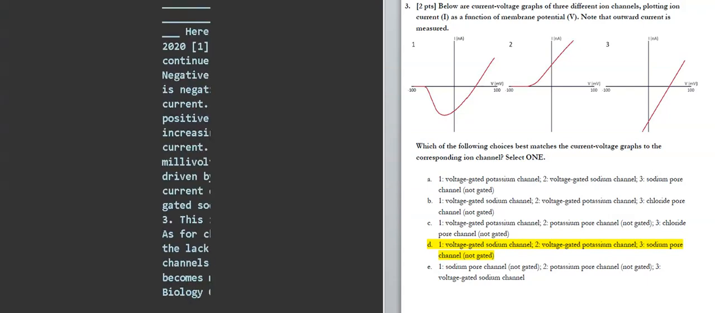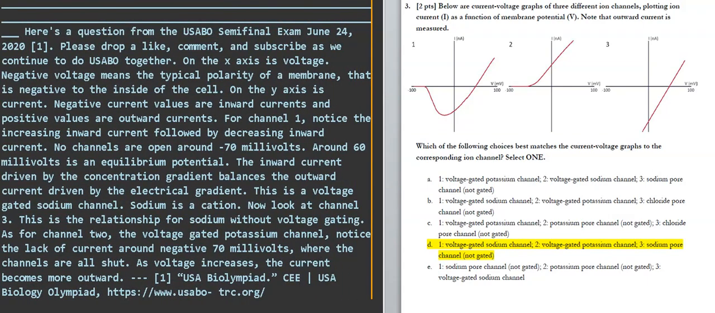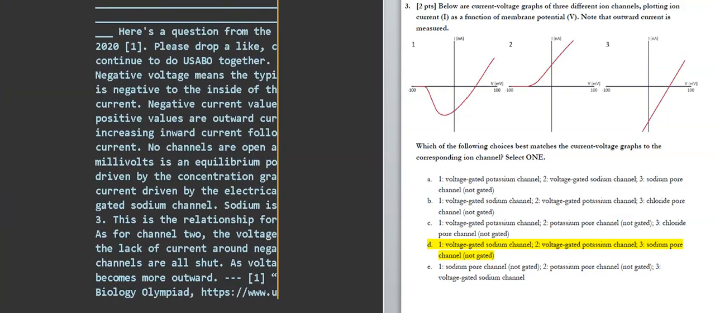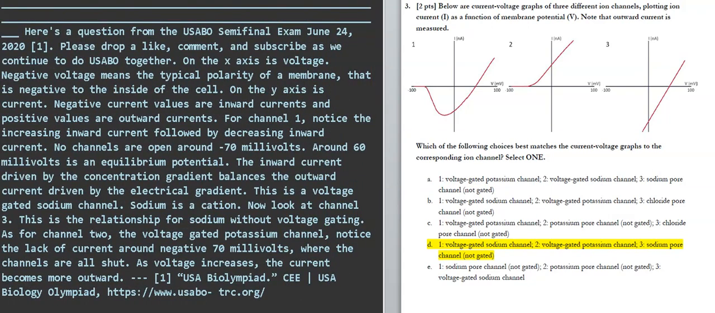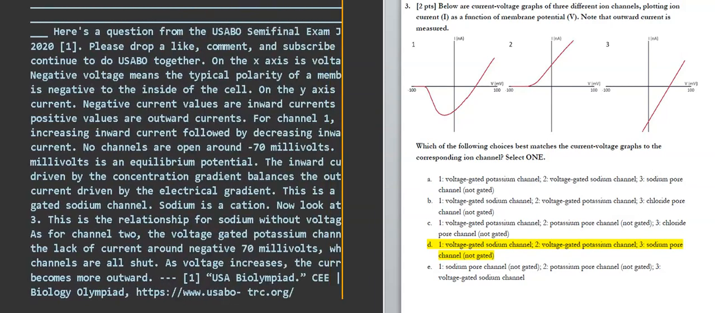Sodium is a cation. Now look at channel 3. This is the relationship for sodium without voltage gating. As for channel 2, the voltage-gated potassium channel, notice the lack of current around -70 mV, where the channels are all shut. As voltage increases, the current becomes more outward.